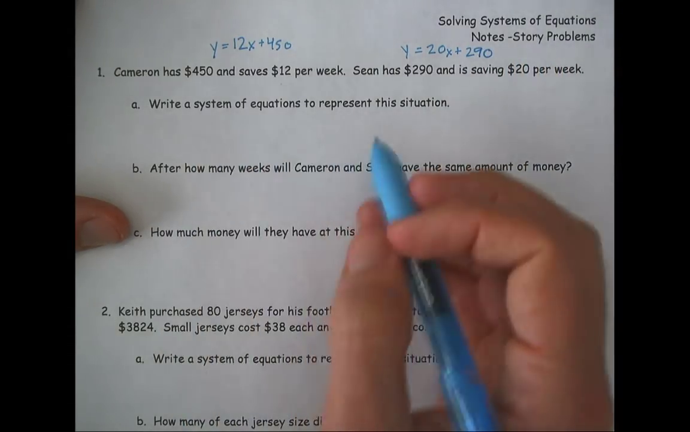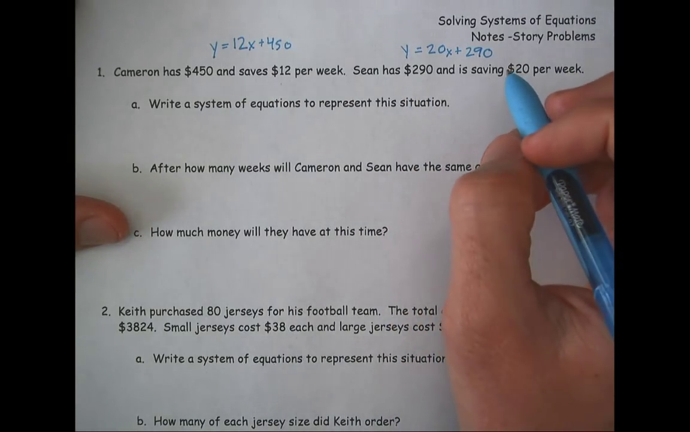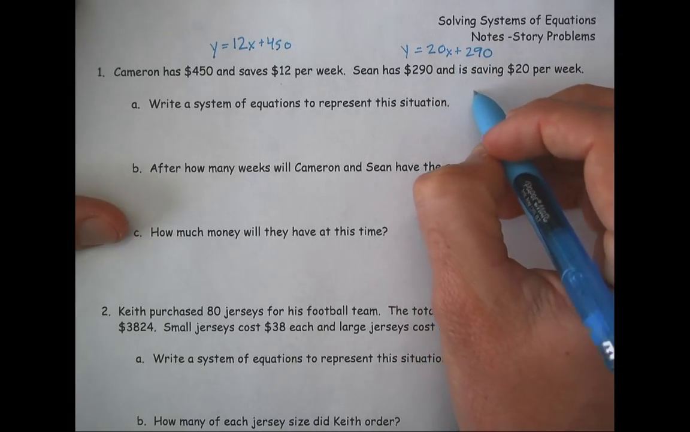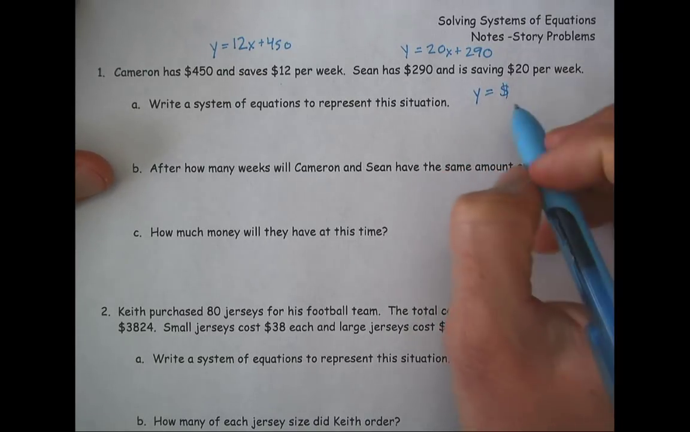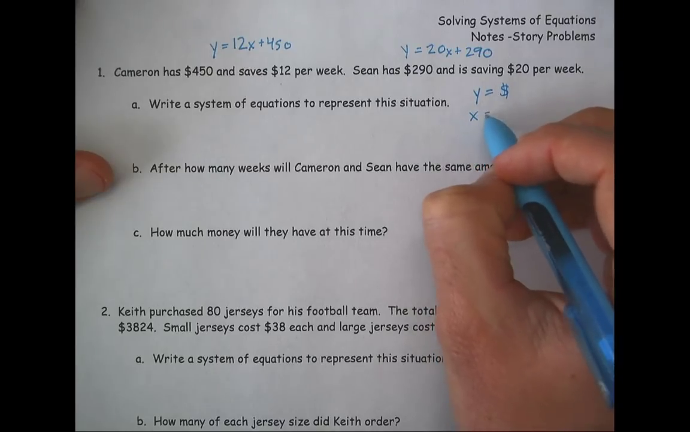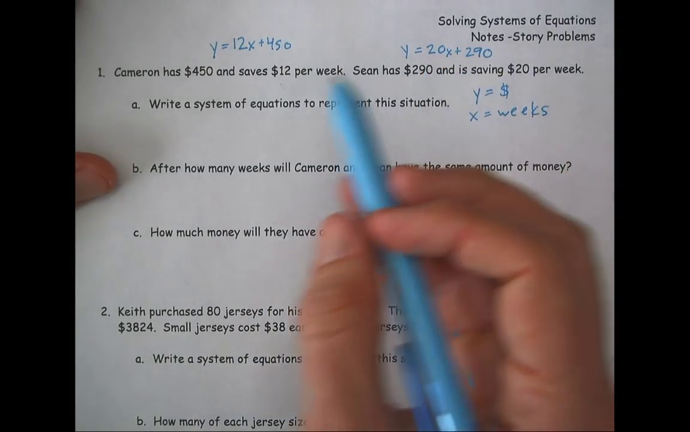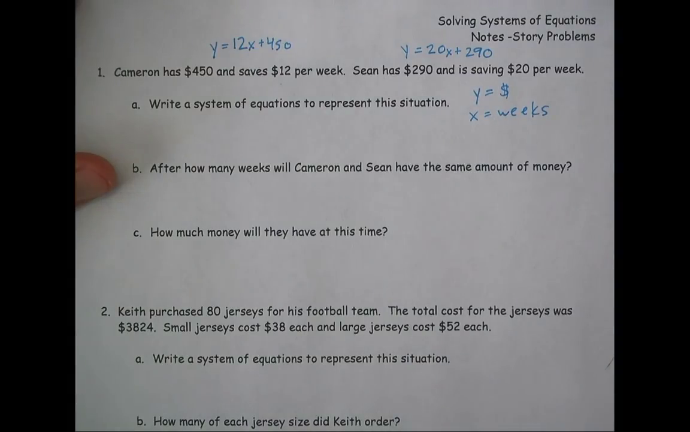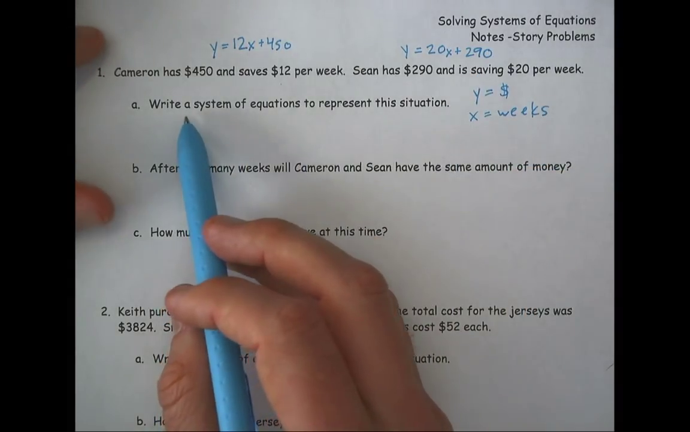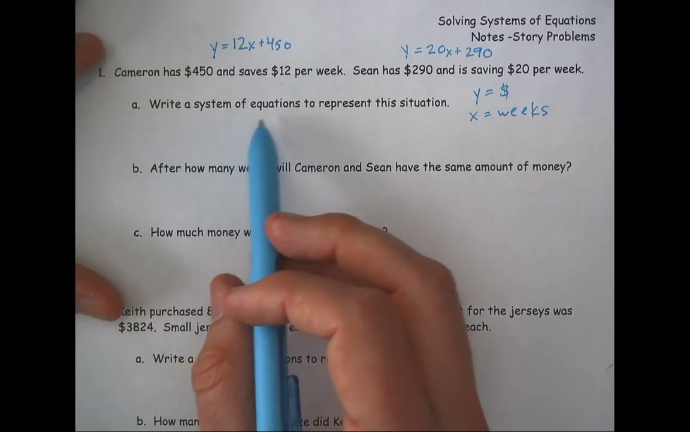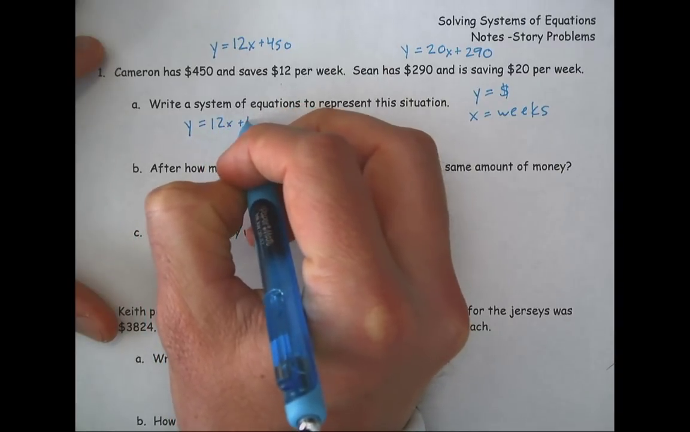Okay, now whenever we set these up, in this case I'm going to use y and x, but no matter which letters or variables you use, you need to define those variables. So y is going to represent how much money he has, either guy. And then x represents the weeks, because you're taking the number of weeks and timesing it by 20 for Sean, timesing it by 12 for Cameron. So y represents how much money each guy has, and x is the weeks. So we've actually already answered letter A. Write a system of equations that represents the situation. And so it's these two equations.